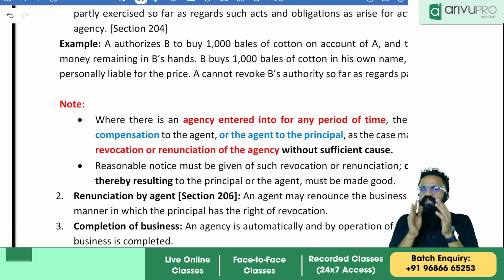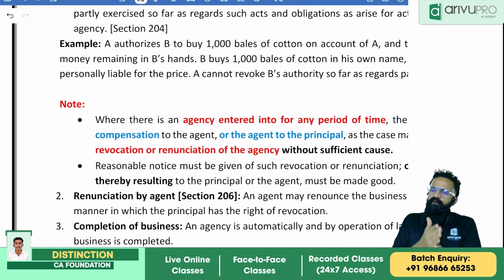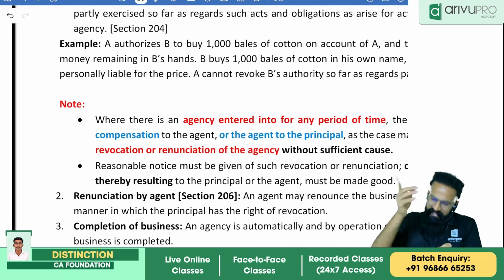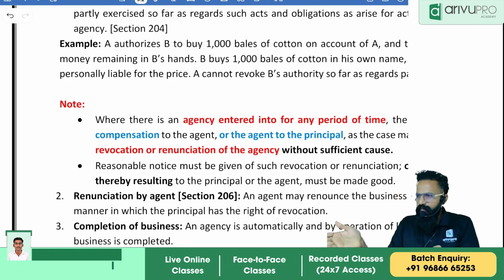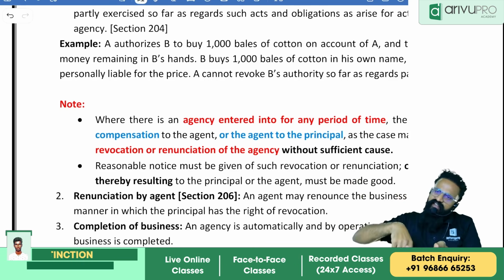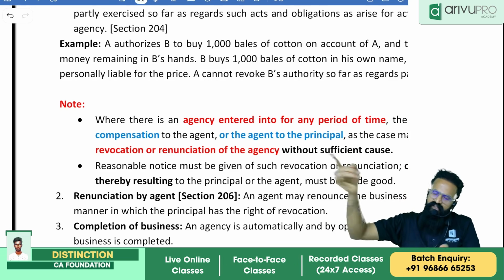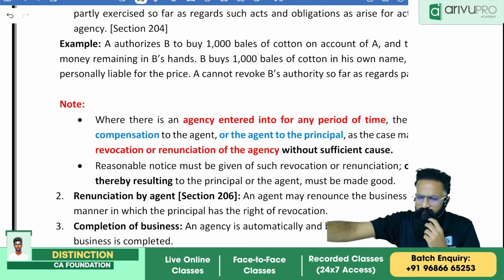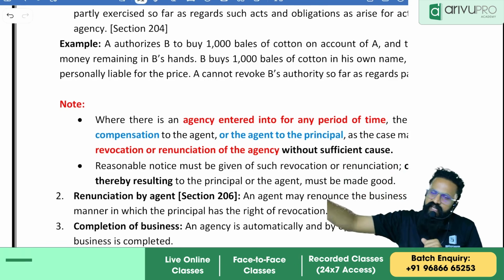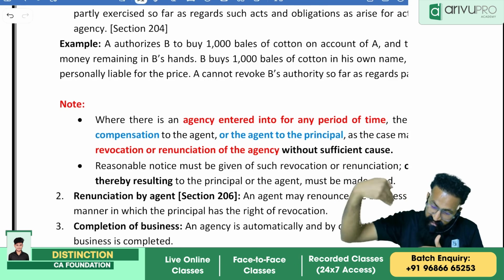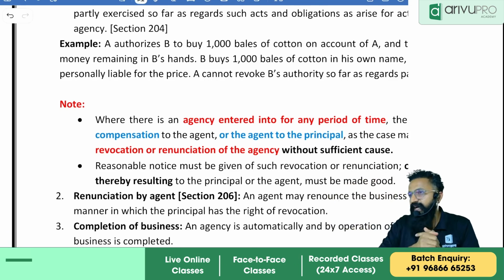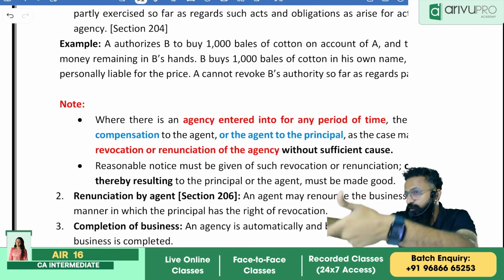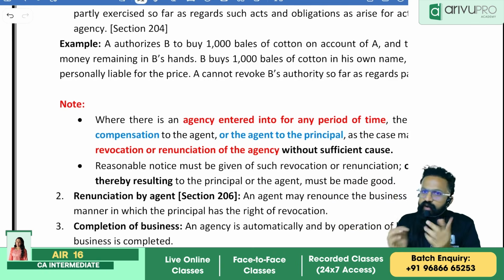If you enter into a contract saying that I have appointed an agent for 1 year, can I revoke it in the third month? Yes, provided I have to pay compensation. Can he resign in the third month? Yes, it's called renunciation, provided he has to pay compensation. But certain contracts cannot be revoked. Which one? Where the agent is interested in the subject matter. I told you to sell that land and recover the loan that I need to pay you. Such agreements cannot be revoked.